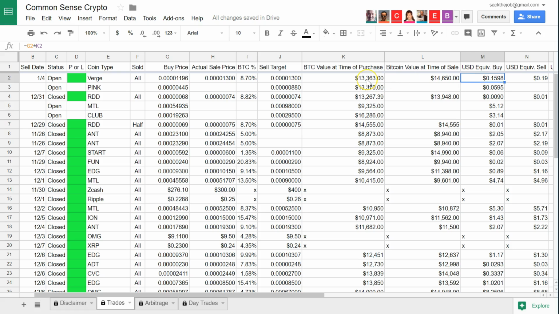So for example, by taking the value of Bitcoin divided by the number of Satoshis, we're able to figure out that that coin costs 15.98 cents to buy.